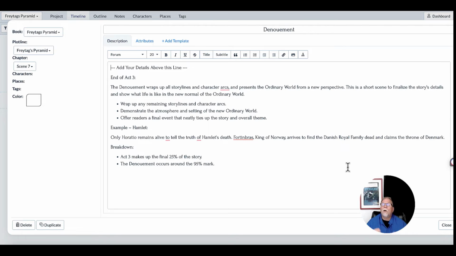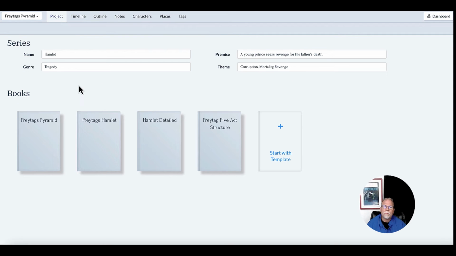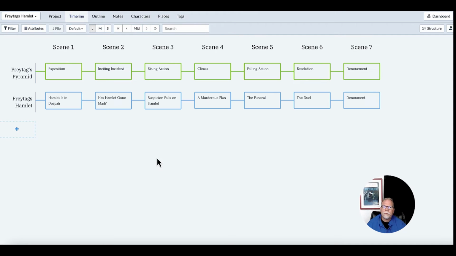That is an overview of the 7 parts of Freytag's pyramid, the way we see them in a modern interpretation. With that, let's take a look at an example in the play Hamlet. In the play Hamlet, we see all of the different elements of Freytag's pyramid.